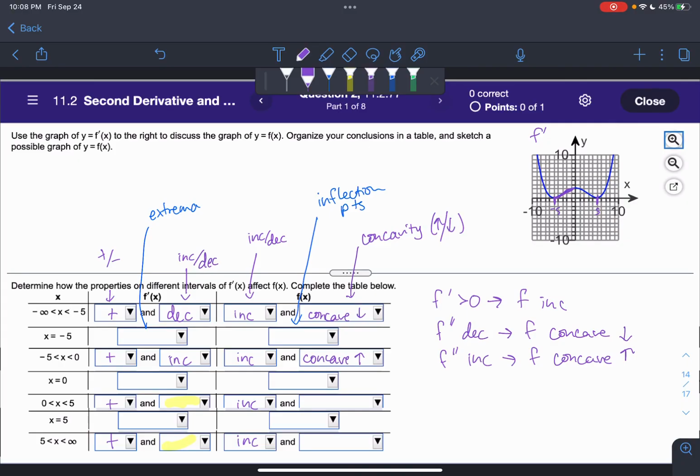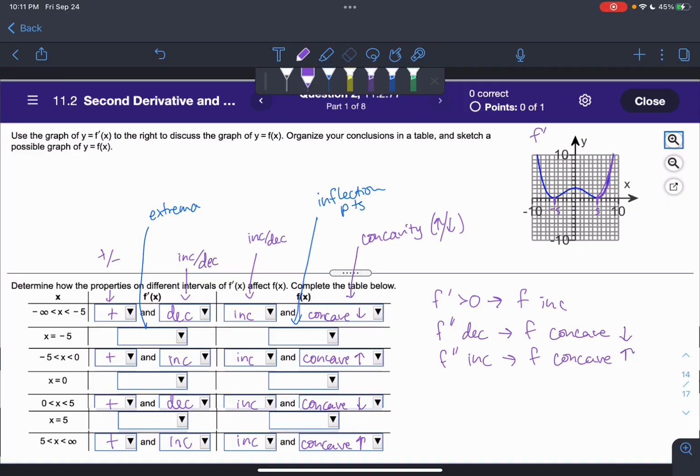All right, and then same thing for the next interval we're looking at, 0 to 5. So it looks like our f prime is decreasing. And then we stated that this corresponds to concave down. And then for our last interval, our derivative is increasing. And so what does that correspond to? Concave up.